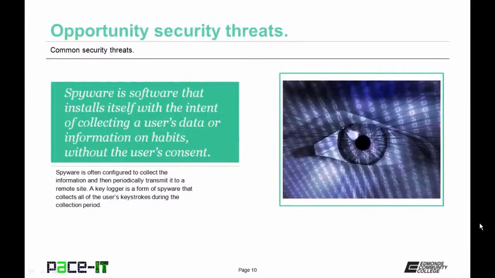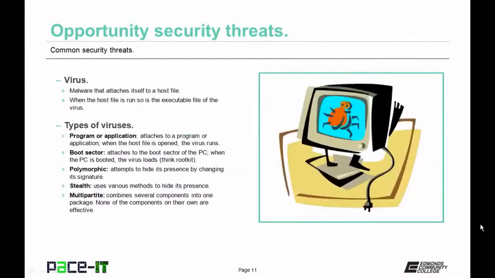Another type of malware is spyware. Spyware is software that installs itself with the intent of collecting user data or information on habits without the user's consent. It's often configured to collect this information and then send it to a remote site at a specified time. Or it can just store it in a hidden file and wait for the attacker to come by and collect it.